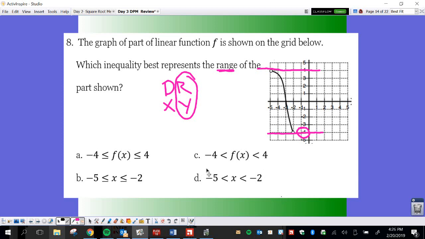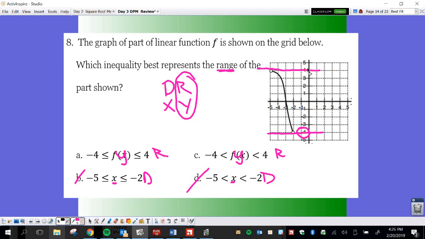Okay, so right away I can get rid of D and I can get rid of B, just for the fact that they have X here. So that's talking about the domain. And we want the range. And since they have f of x in here, that's another name for Y. So we know that they're talking about the range on both of these. Okay, well they both have -4, right?